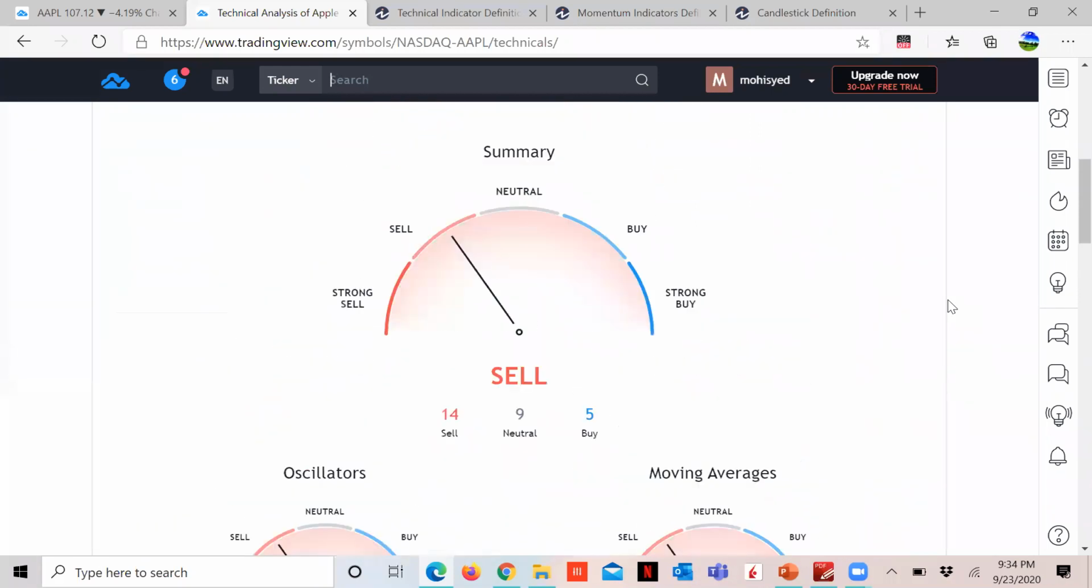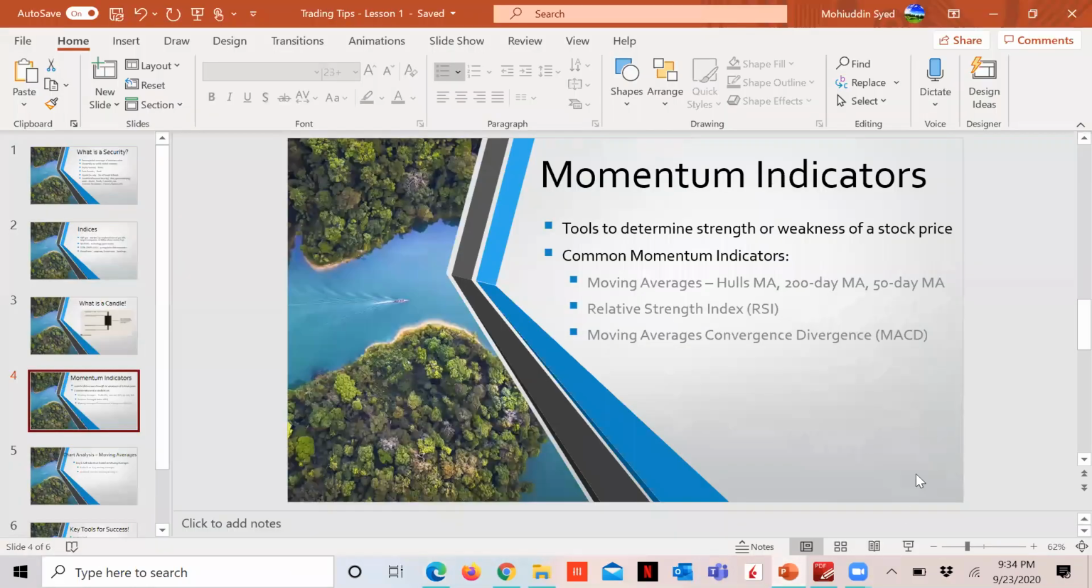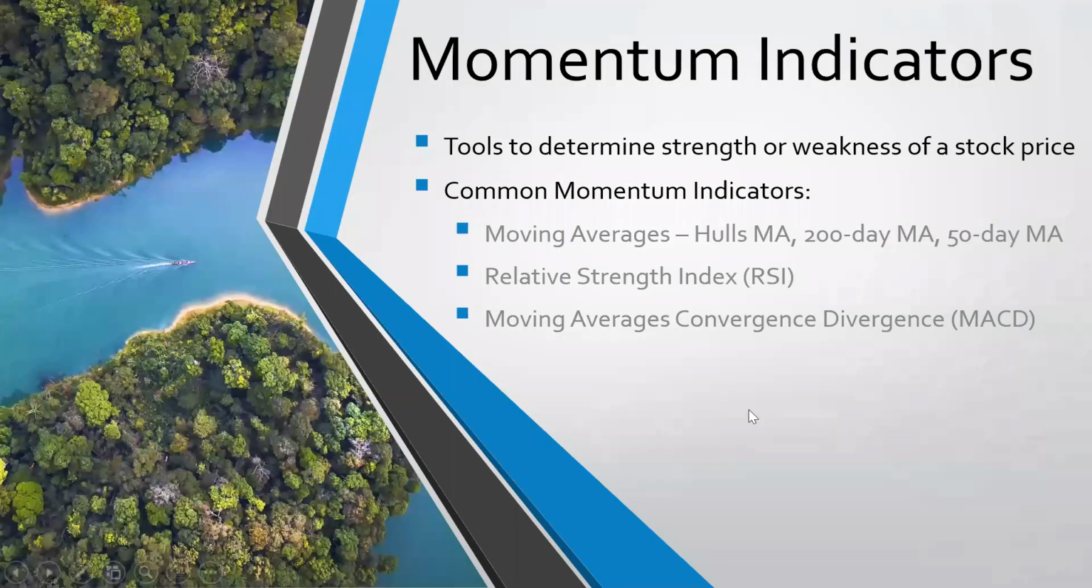So I stick to 3. The market has close to 28 indicators on tradingview.com, but I stick to these 3. If time permits, we can touch base quickly on this. Otherwise, we'll cover it in the next session. So moving averages, the 200-day moving average or 50-day. I take it with the 8-day moving average or the 21-day moving average. So that's the moving averages.